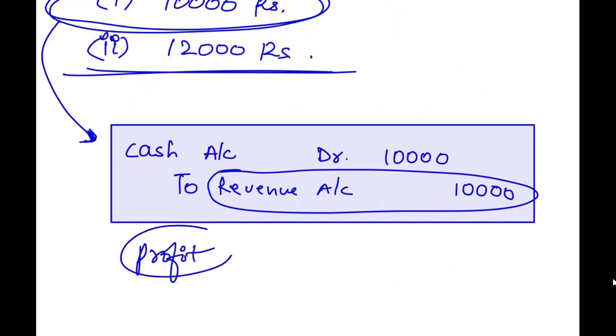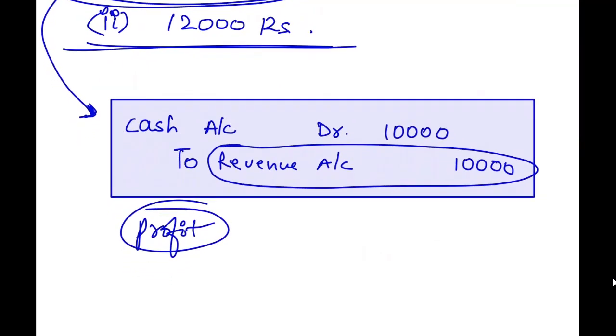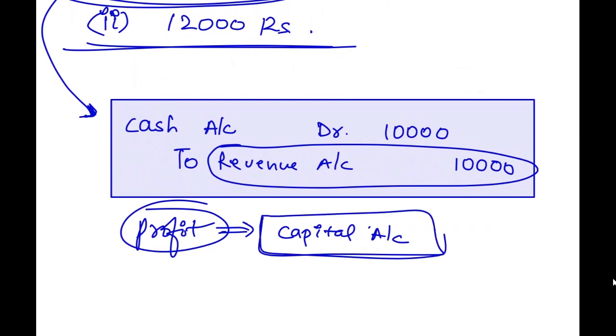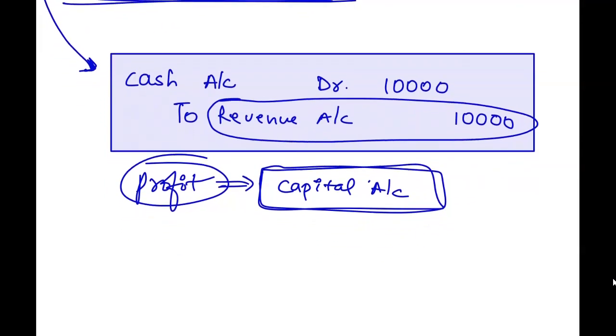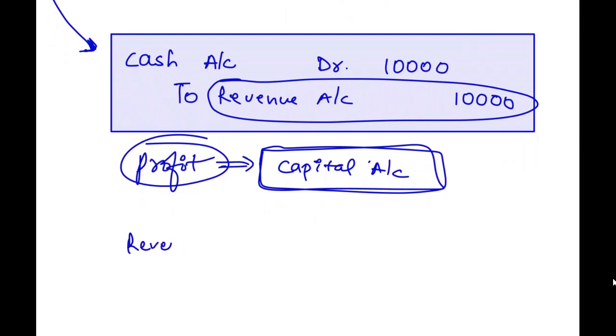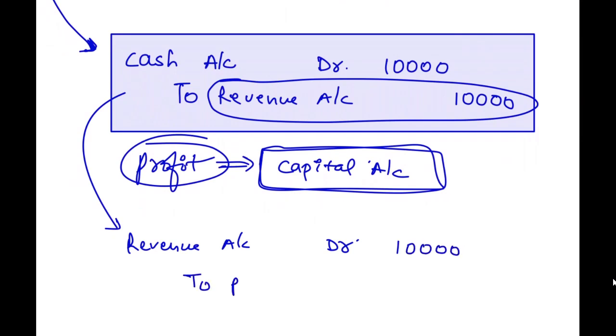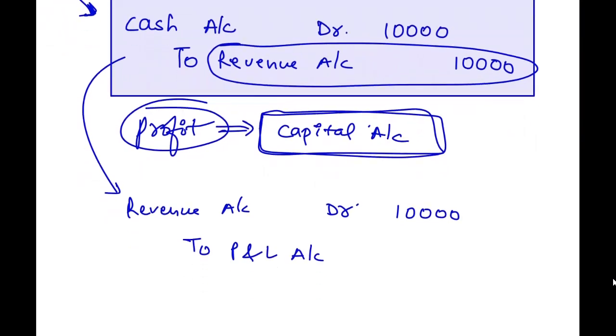So at the year end, this profit ultimately goes to which account? This will go to the owner, and the owner has what account? The capital account. Then what we will do? The revenue account will be debited at the year end. We will close our books, and our revenue account will be debited by 10,000 and it will go to the profit and loss account. So this is nothing but your profit.